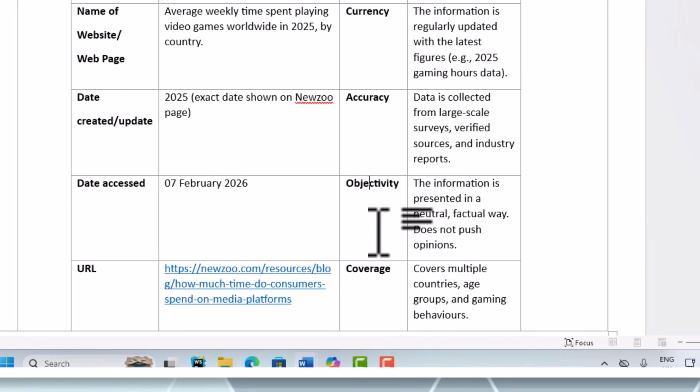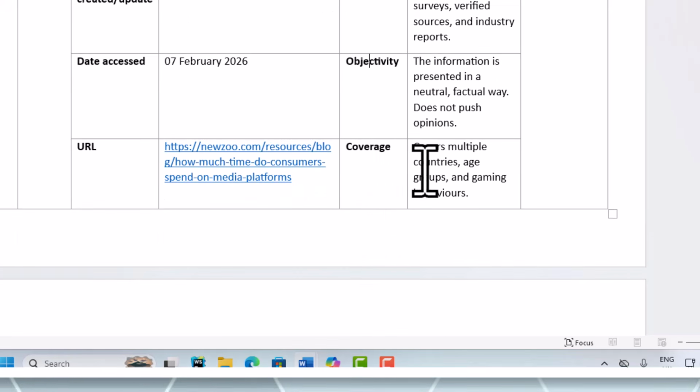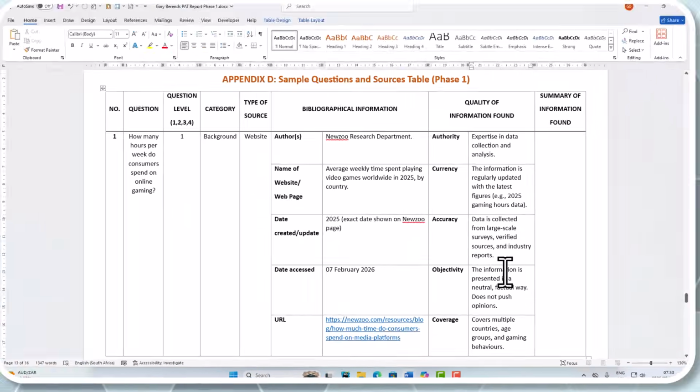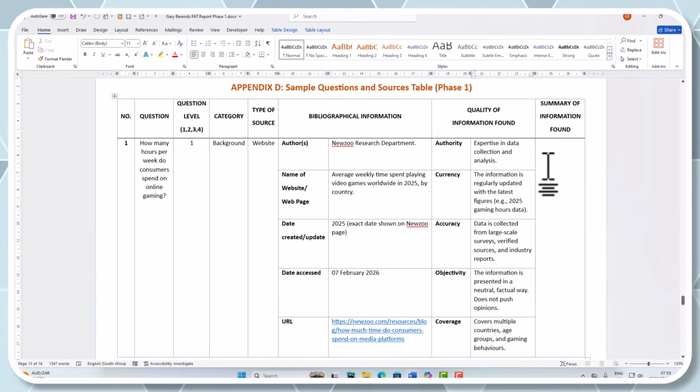Then the coverage, guys, is how well they covered that specific topic. There you can see I wrote: covers multiple countries, age groups, gaming behaviors. And that is the table. Now we're left with this last piece here, which I will show you soon, and that is how I'm going to do the summary of this information.